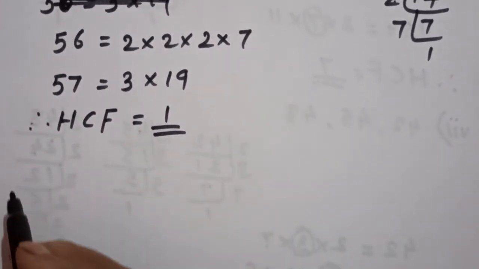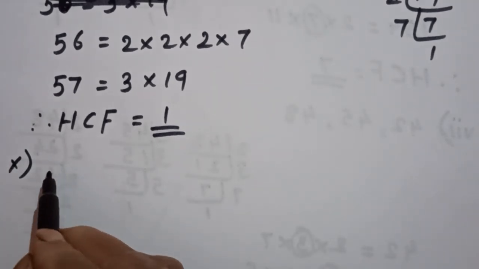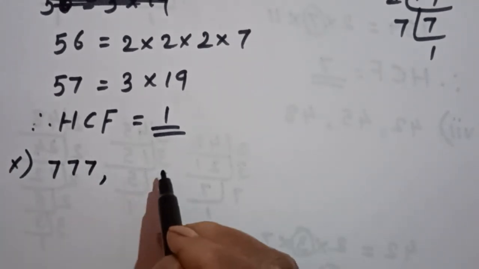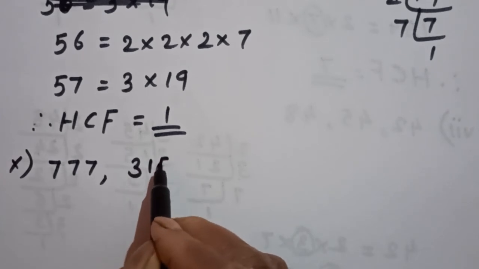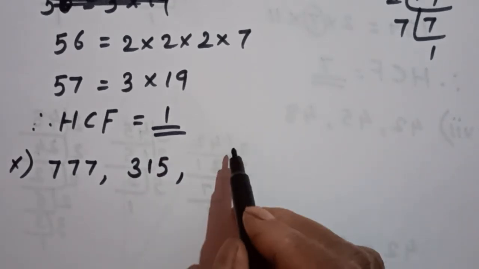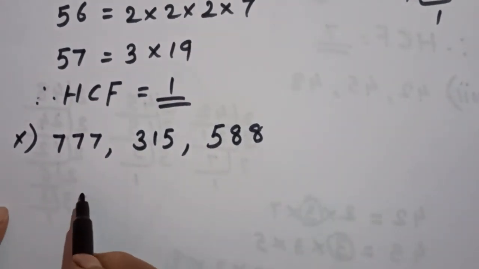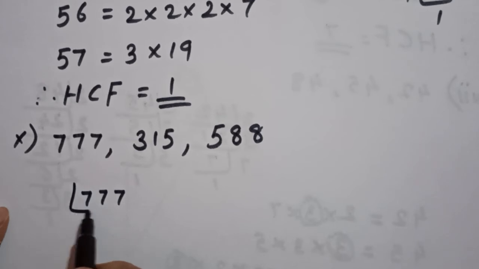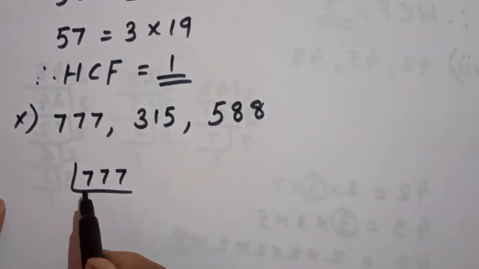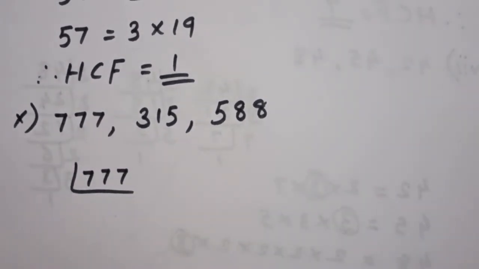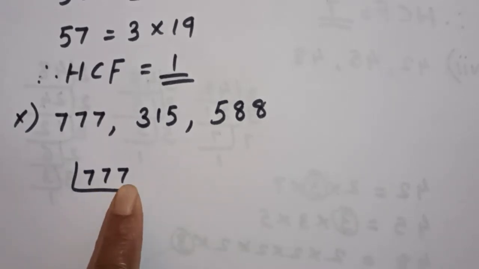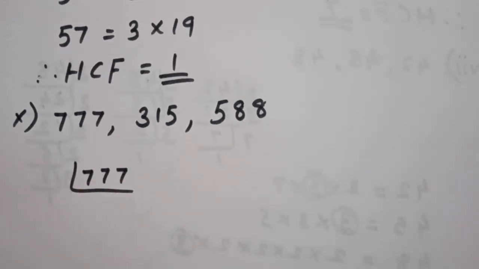Now the last sum, the 10th one. 777, 315, 588. The numbers are big enough. So let's start the factorization of the first one, 777. You see whether it is divisible by 2. No, it is not divisible by 2. And for 3, add the 3 digits: 7 ones are 7, 14 and 21. This number is divisible by 3.